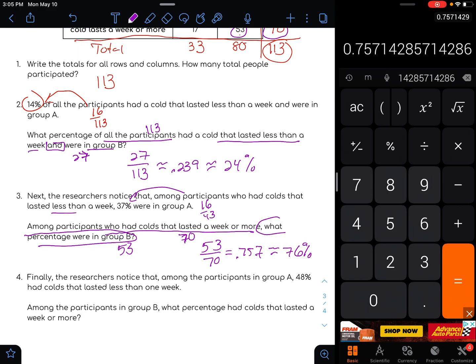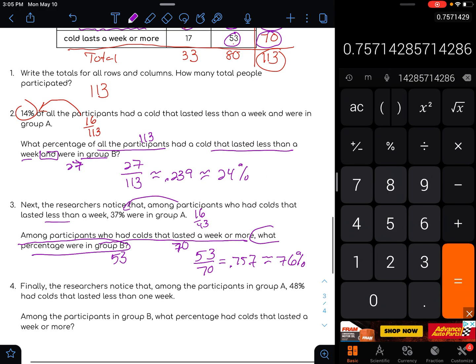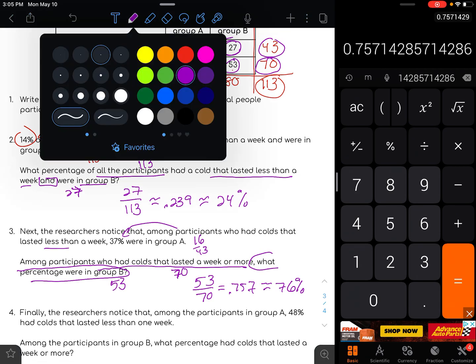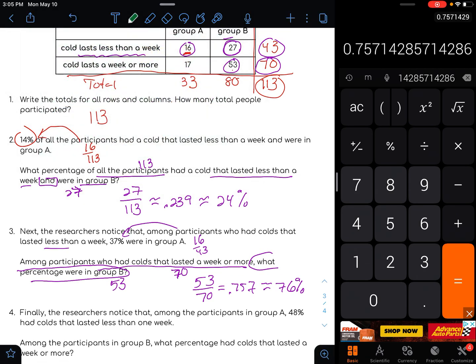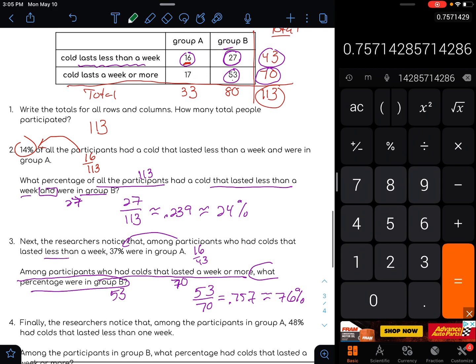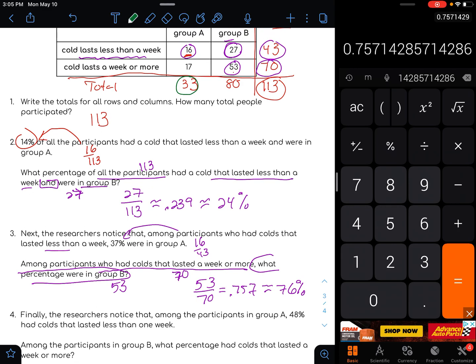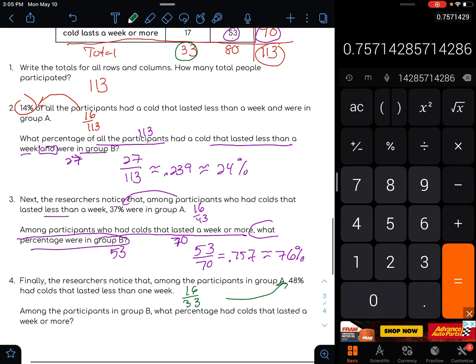Finally, the researchers note that among the participants in group A, 48% had colds that lasted less than a week. Okay, so they're giving us this one. Among the 33 people in group A, 48% had colds that lasted less than a week. Colds that lasted less than a week would have been that 16. So that 16 out of 33 is what gave us that 48%.